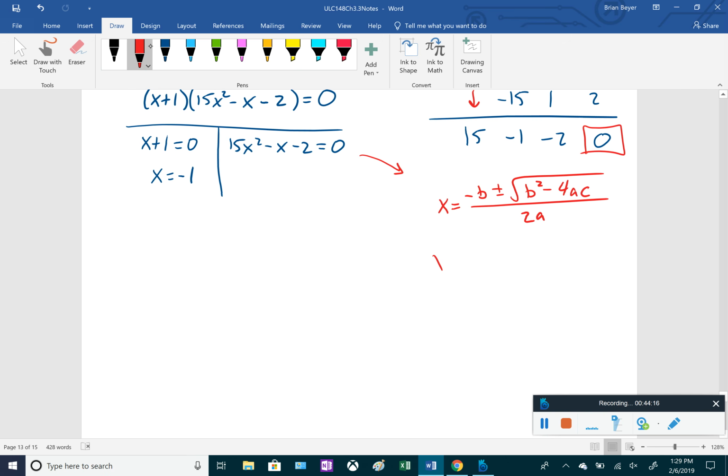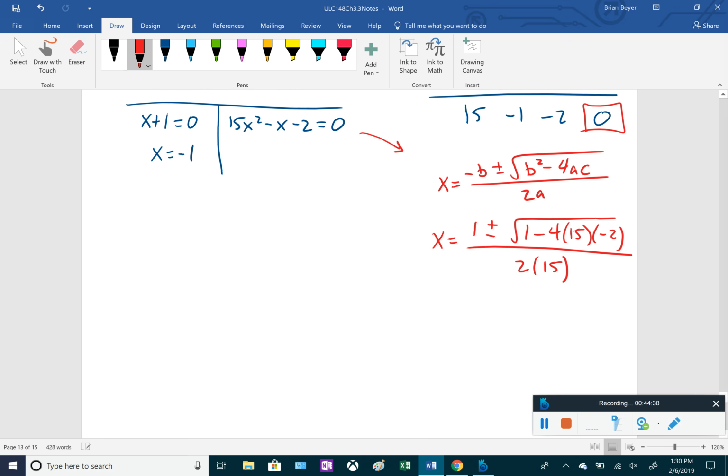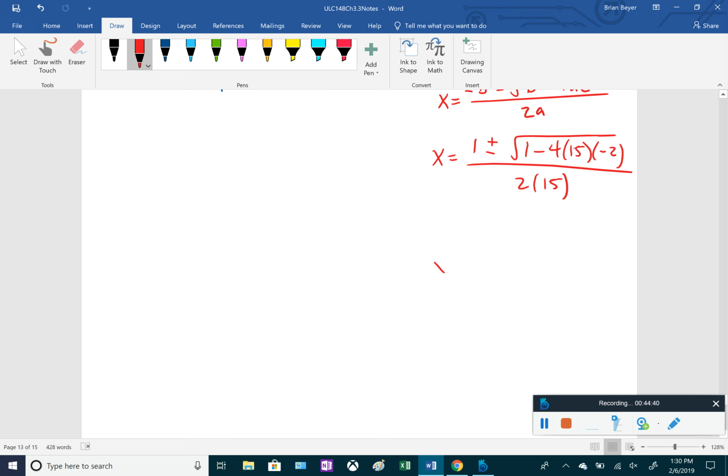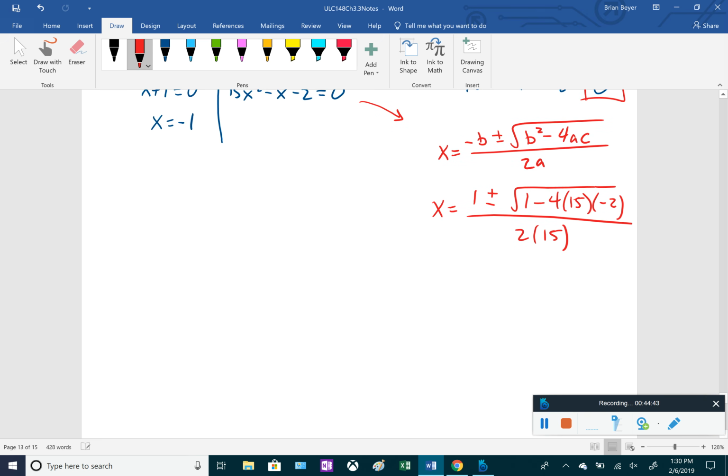So plugging everything in here, we're going to get negative b, so b is negative 1, so negative 1 is positive 1. B squared, so that's negative 1 squared, which is 1, minus 4 times a, which is 15, times c, which is negative 2, all over 2 times a, which is 2 times 15. If we simplify this, we're going to end up getting x equals 1 plus or minus 11 over 30. We actually get a perfect square underneath the radicand.